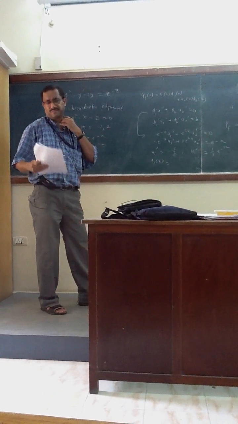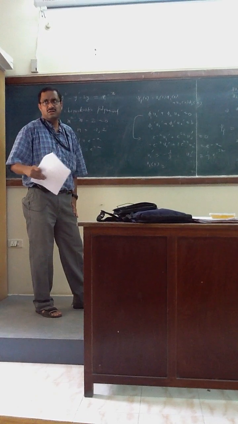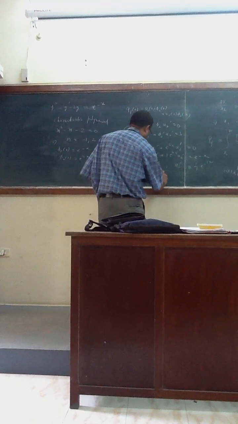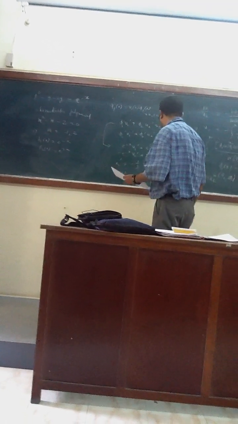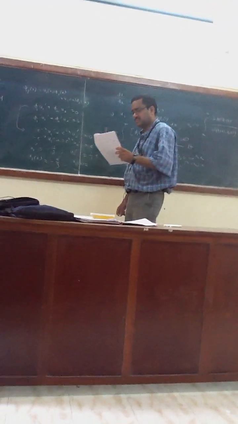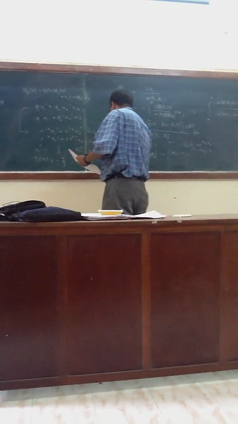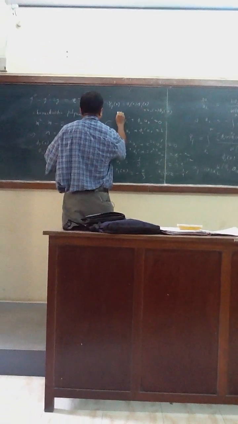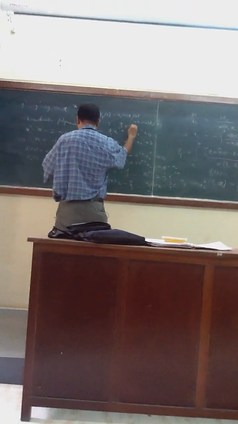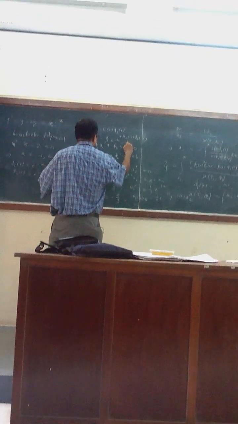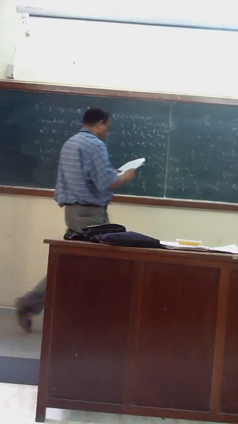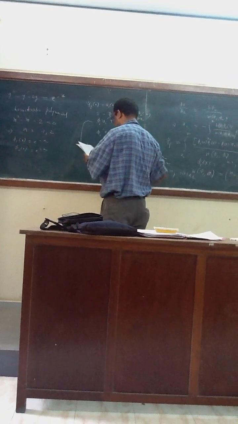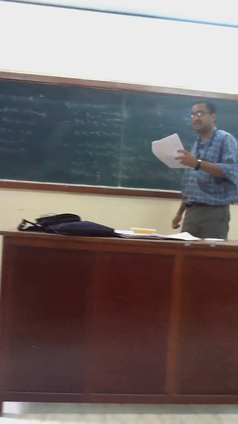What is u1(x)? If you integrate, minus x by 3, and u2(x) equals minus 1 by 9 e to the power minus 3x. So your psi p equals minus x by 3 e to the power minus x minus 1 by 9 e to the power minus x times e to the power 2x. Am I correct? Yes. Right? Yes or no?